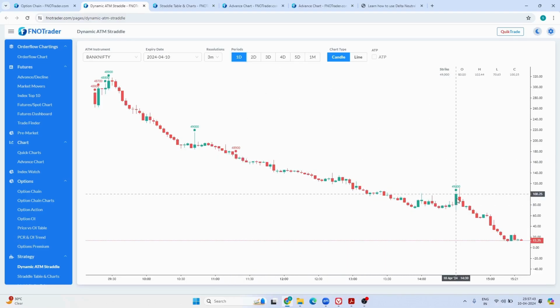And then from this point you see there was an IV spike here, and then it started cooling off, and the strike to be on is 49,000. Okay, so you can see which strike, what is currently happening in the market.